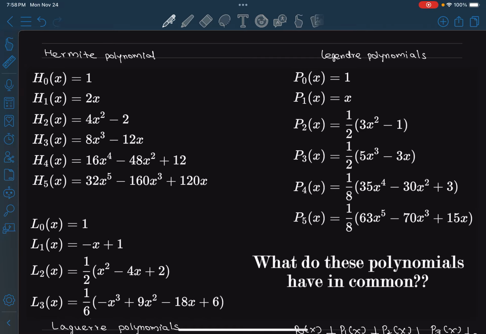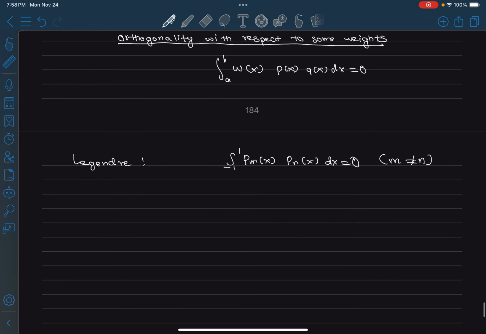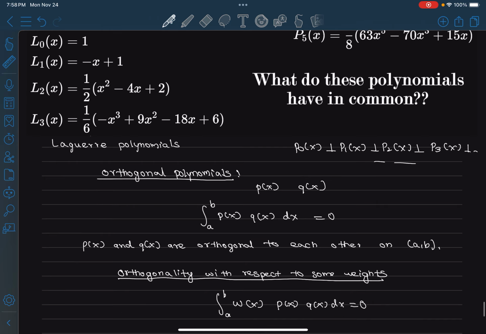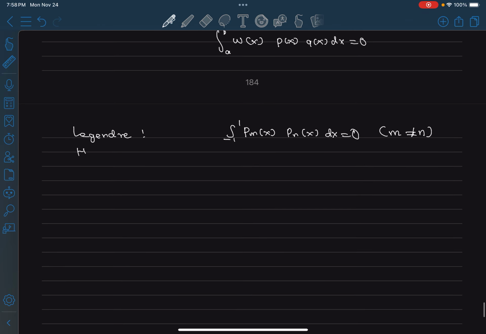Okay, so enough about that. Let me also write the orthogonality condition for the other ones, and we will verify them. Verifying them is actually the goal of this video. For Hermite polynomials, the orthogonality condition is that from minus infinity to infinity, there will be a weight, which is e to the power minus x squared. And if you take two different Hermite polynomials, the integral will just be 0.